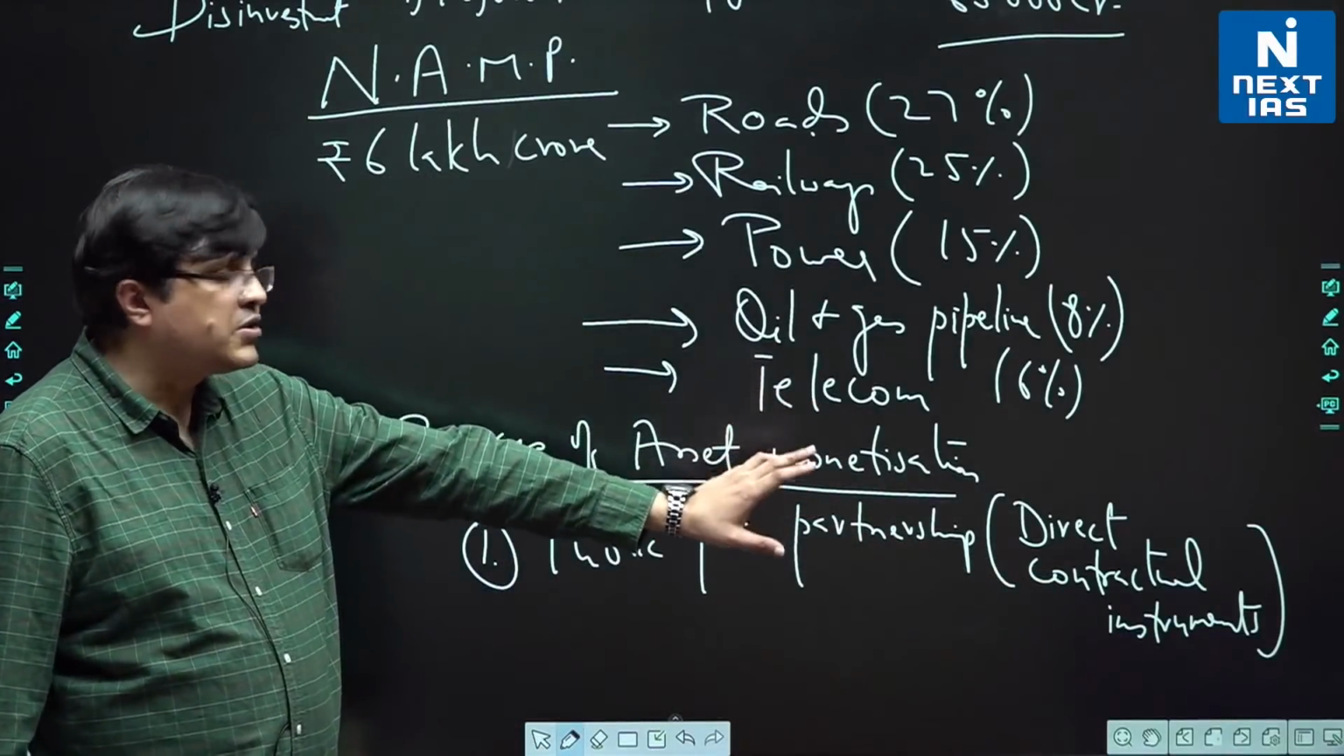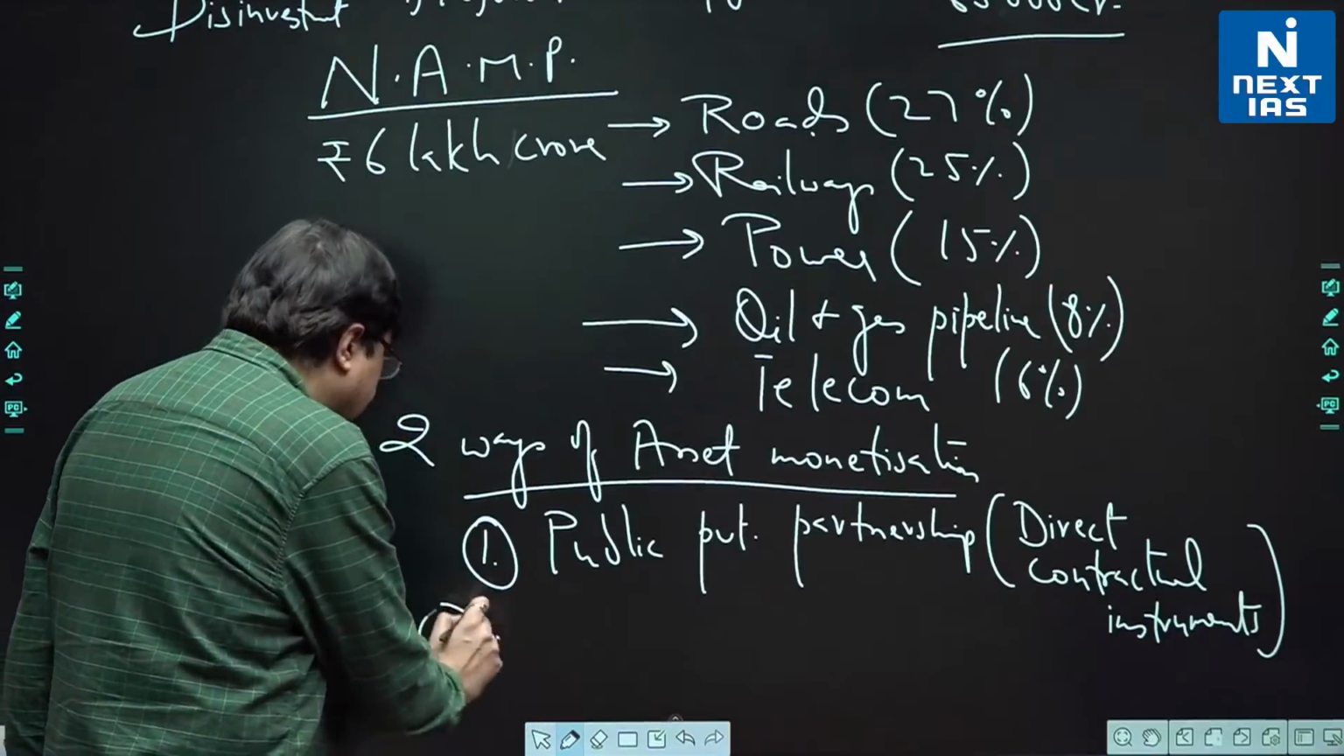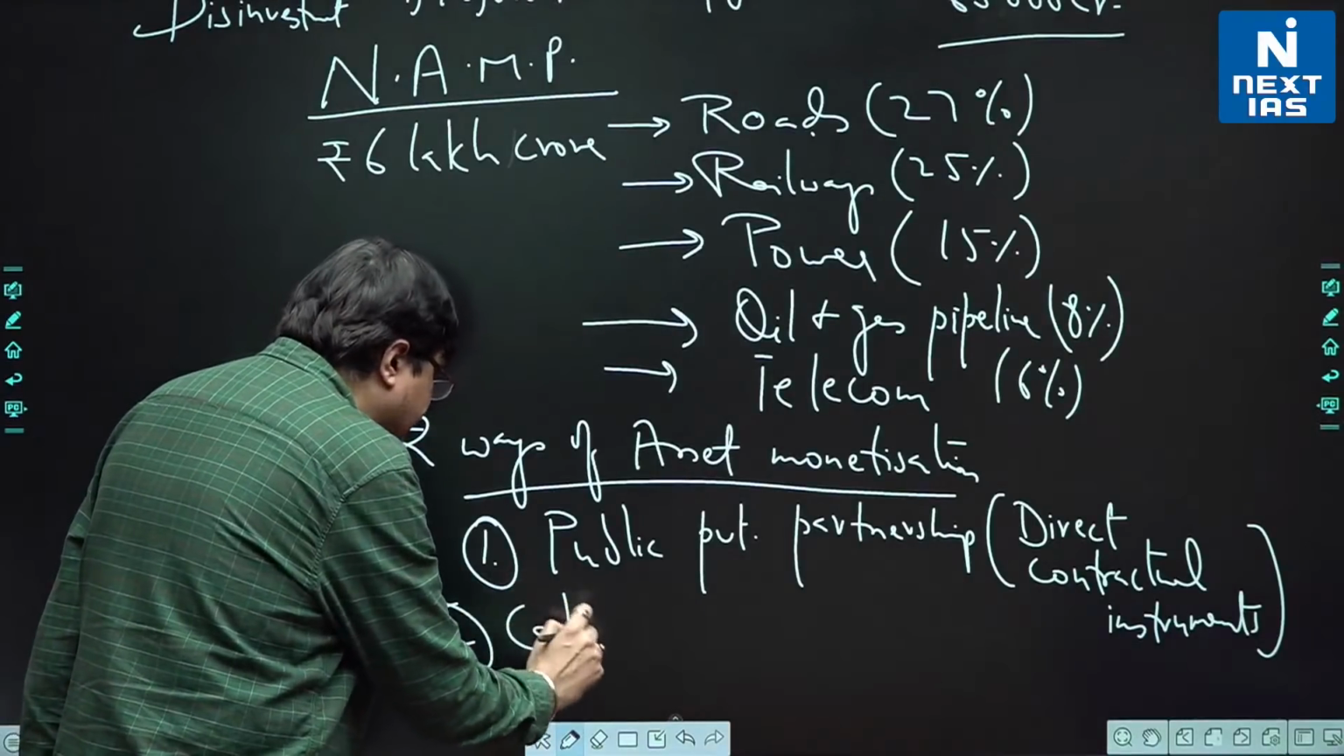So direct contractual instruments, that is one way of resolving it. And the second is by capital markets.